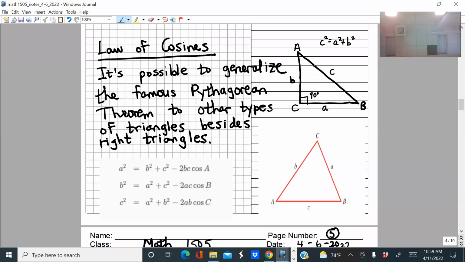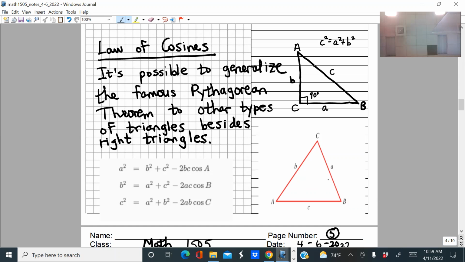That's for a right triangle. But it turns out that there's a similar formula to the Pythagorean theorem for any triangle. And this formula is called the law of cosines. All right. So let me show you the way the law of cosines works.